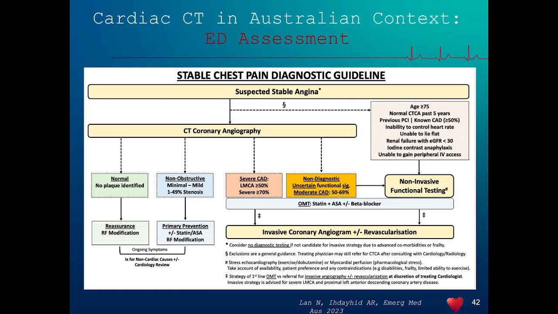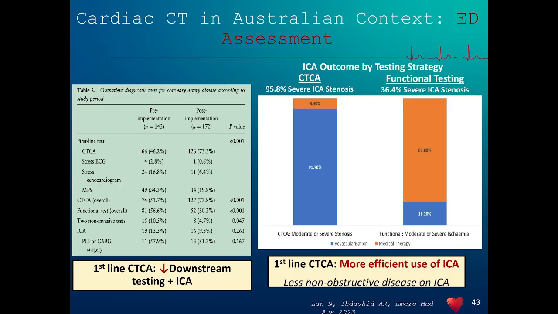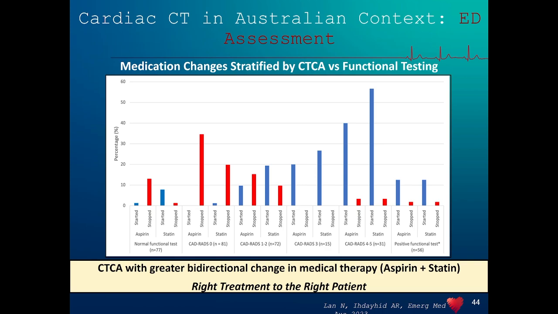This is a slide from Abdul's paper based on the research he did, and basically he's put up these guidelines about assessment of stable chest pain. CTCA should be the first-line investigation for the majority of patients with chest pain, or stable chest pain, I should say. Again, I might just skim this, but first-line CTCA reduces downstream testing and invasive coronary angiograms, something similar to what the NICE guidelines or British data has shown. Again, CTCA leads to greater bidirectional change in medical therapy, and it helps us give the right treatment to the right patient cohort.